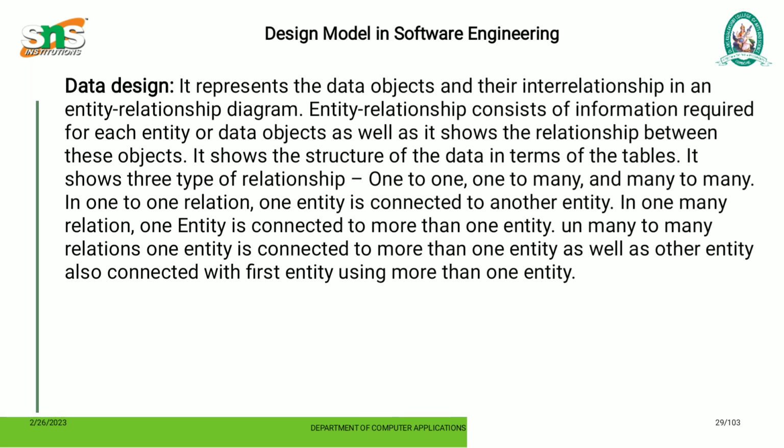Data design represents data objects and their relationships in an entity relationship diagram. The entity relationship diagram consists of information required for each entity or data object as well as its relationship between these objects. It shows the structure of the data in terms of tables. It shows three types of relationship: one-to-one, one-to-many, and many-to-many. In a one-to-one relationship, one entity is connected to another entity. In a one-to-many relationship, one entity is connected to many other entities.